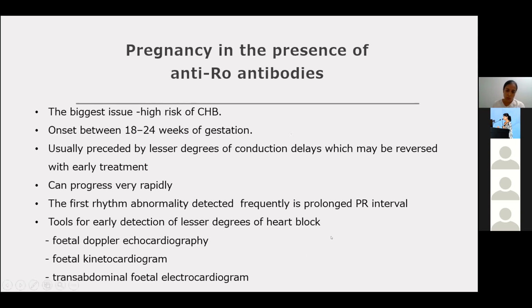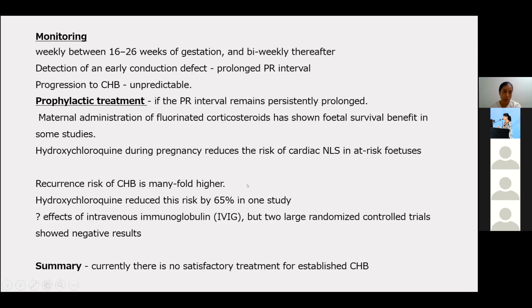So what we do is we screen for anti-Ro antibodies, and if the antibodies are positive, we plan to have the delivery in a specialized unit with good neonatal care to minimize the complications. But this is the standard care done in other countries. The monitoring should be done weekly between 16 to 26 weeks of gestation and bi-weekly thereafter.